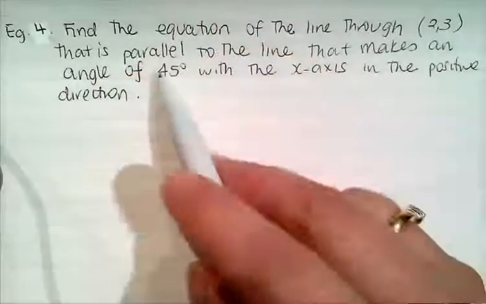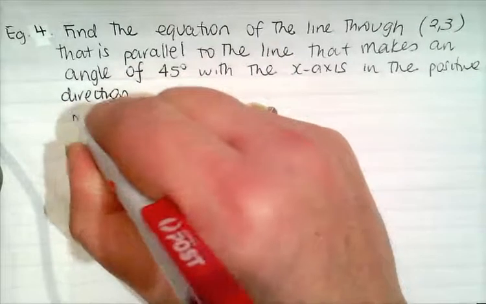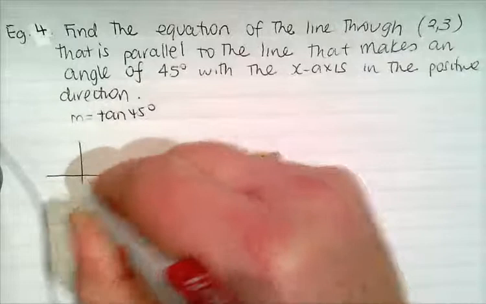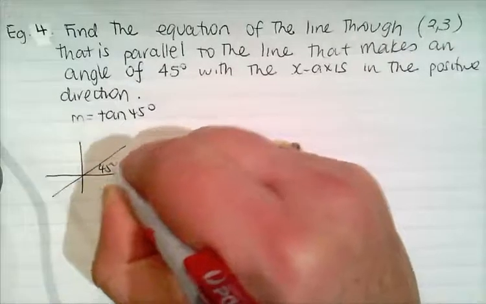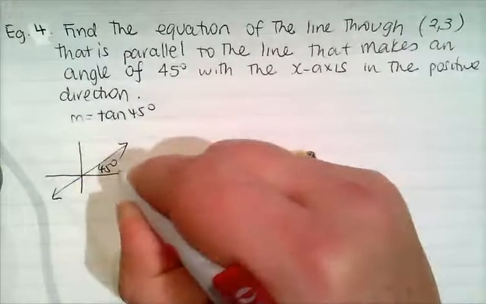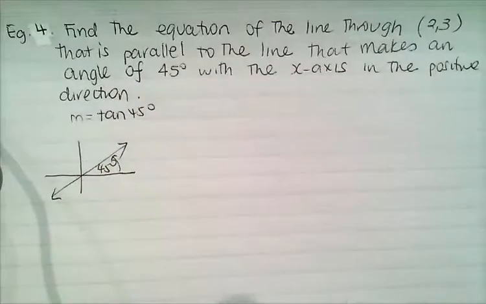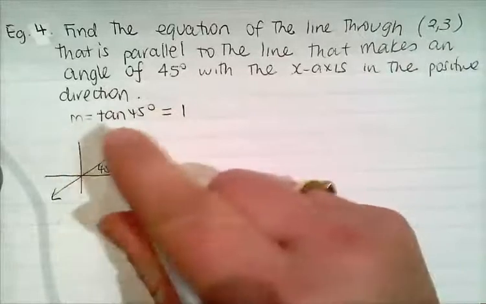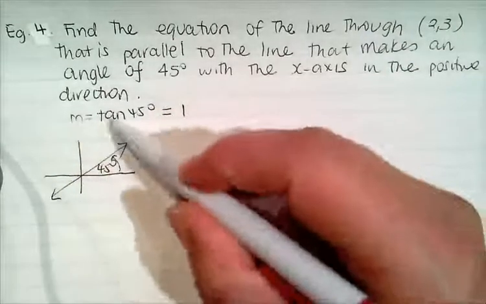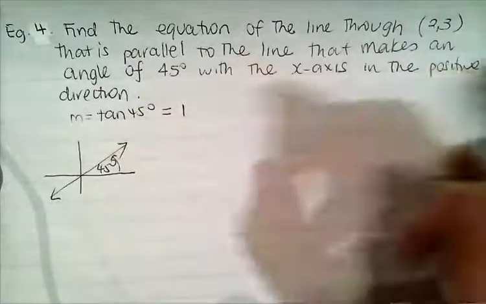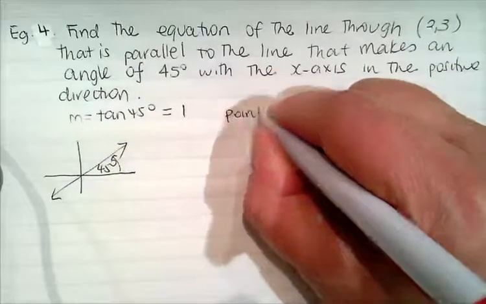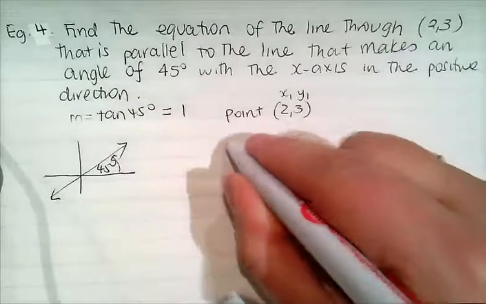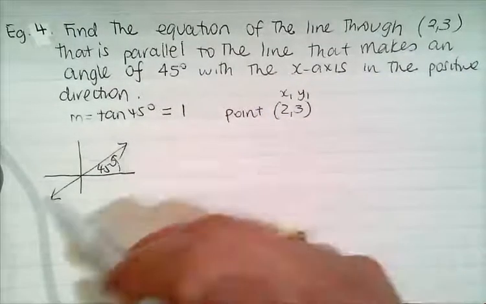So we know that the gradient of this line that makes an angle of 45 degrees with the positive direction of the x-axis, if I do a little sketch, okay? So let's say this line here makes an angle of 45 degrees with the positive direction of the x-axis. That line there has a gradient of 1 because m equals tan theta. The gradient of the line is tan theta. In other words, in this case, it's tan 45, which is 1. And my point that I've got is 2, 3, which is x1, y1.